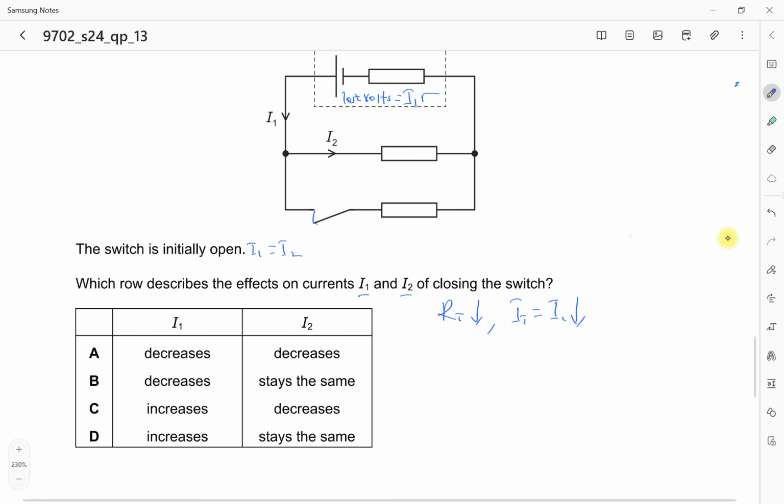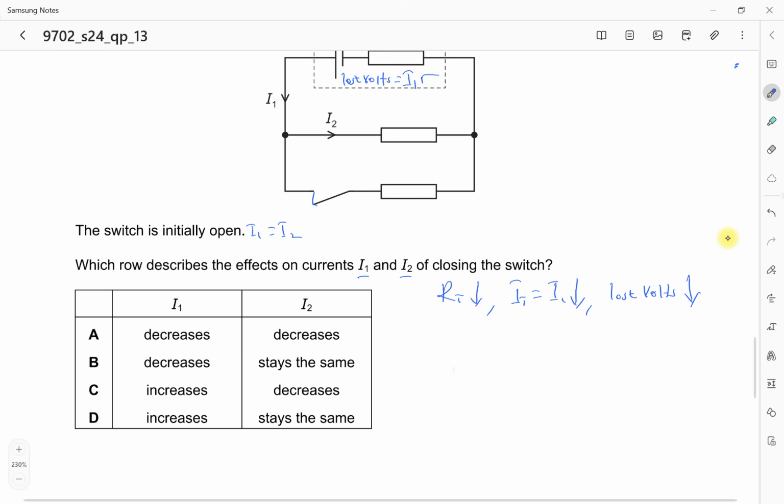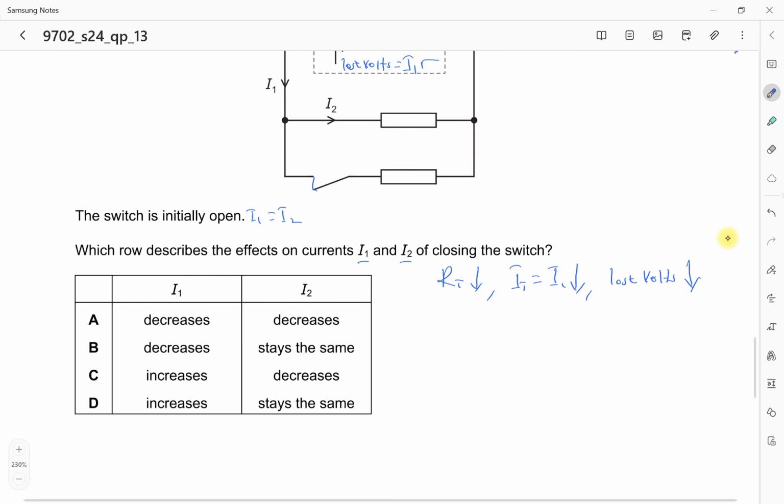Total current is always that current from the battery or through the battery. So I1 decreases. And if I1 decreases, it means the lost volts, which is I1 times R, are going to decrease. So the question is, which law describes the effect on currents I1? So no, I1 increases. Because total resistance decreases, I1 is equal to the EMF divided by R total. R total decreases, I1 increases. So I1 increases, doesn't decrease.